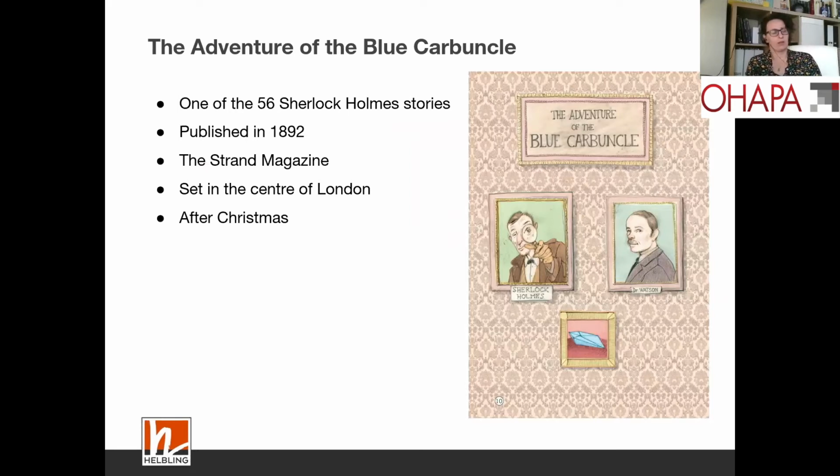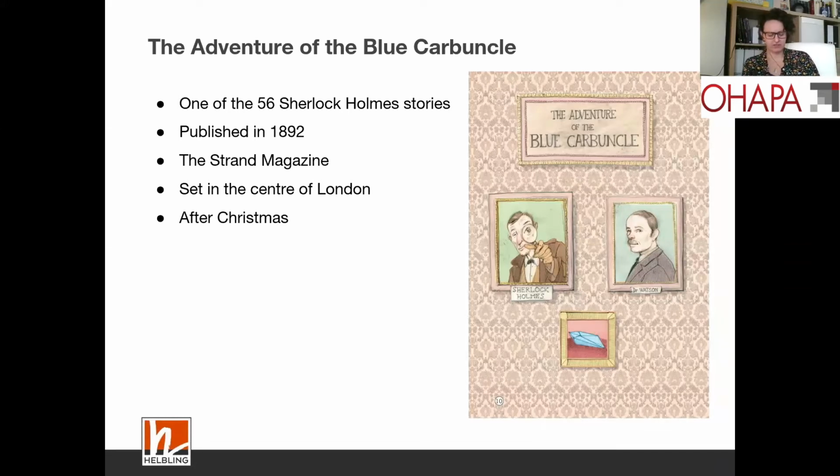So moving on, you can share some information about the story. You can check Wikipedia or any other website for information about the story, because some background information can really help understand what the narrative is about. So, for example, The Adventure of the Blue Carbuncle is one of the 56 Sherlock Holmes stories. It was published in 1892 in the Strand magazine.